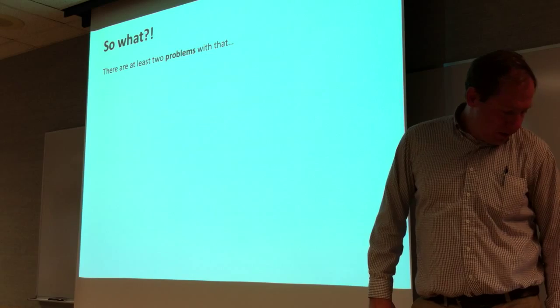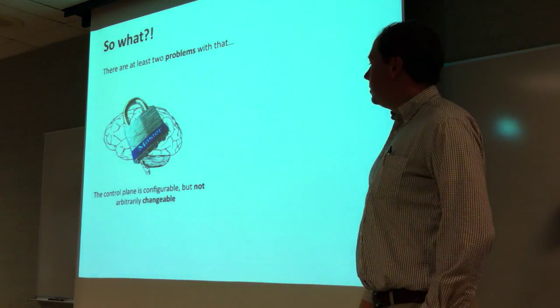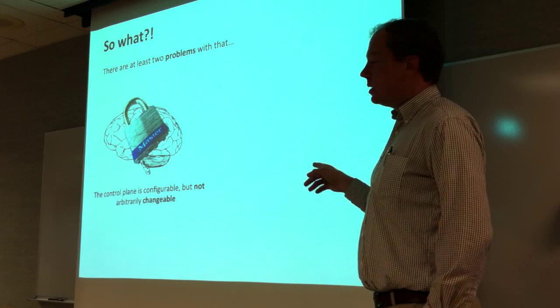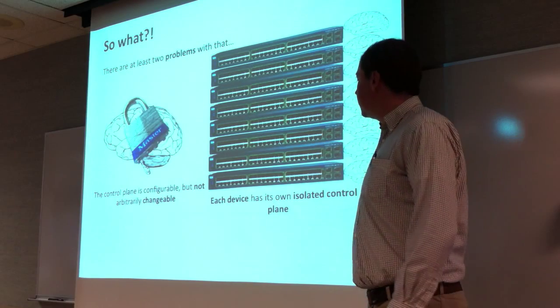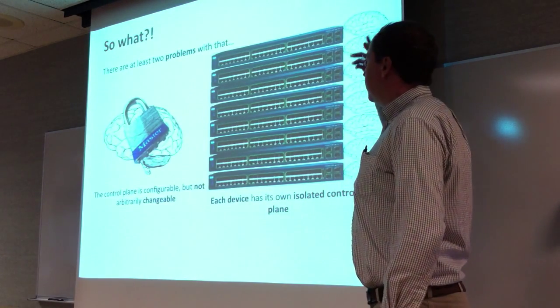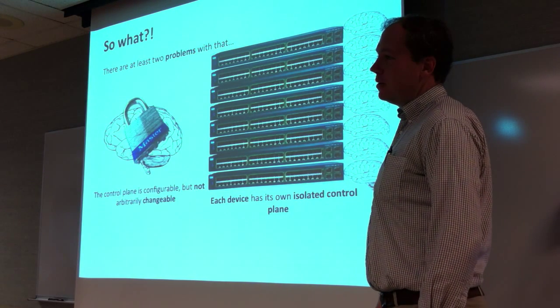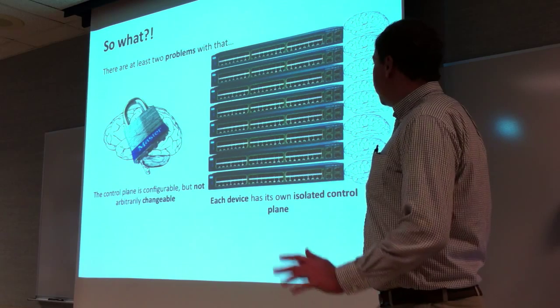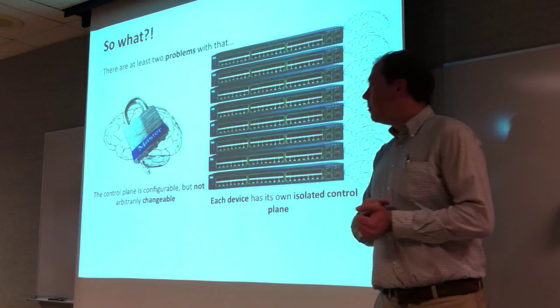Okay, so two problems with that. One is that control plane, like we talked about, we can configure it, but we can't change it. The other problem is that every device has its own isolated control plane. 2,500 of these things, every single one of them we have to manually configure and deal with. It's frankly a miracle that networks operate at all.